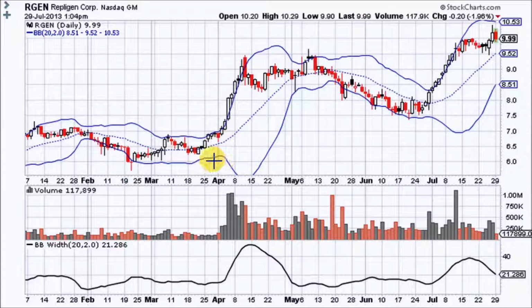Here's another squeeze right here. The upper starts pinching together with the lower. They get real tight here. It's a fairly low reading on the bandwidth indicator, and big volume comes in and sends it from $7 up to about $9.50 in a couple of weeks.